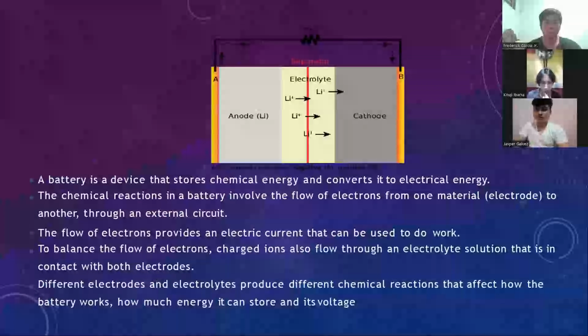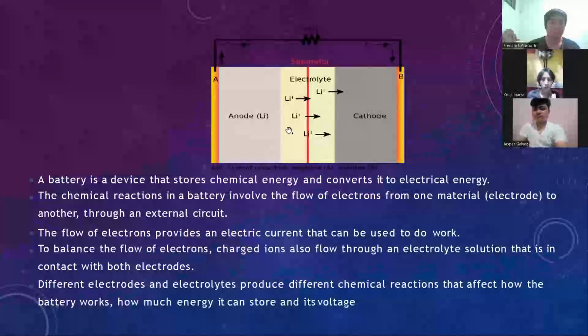Okay, so the chemical reactions in a battery involve the flow of electrons from one material to another through an external circuit. The flow of electrons provides an electric current that can be used to do work. Next, to balance the flow of electrons, charged ions also flow through an electrolyte solution that is in contact with both electrodes. Different electrodes and electrolytes produce different chemical reactions that affect how the battery works, how much energy it can store, and its voltage.